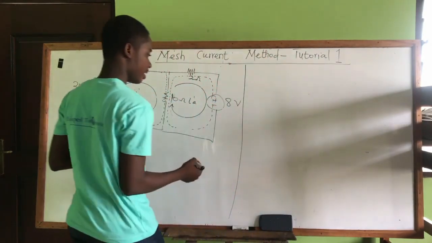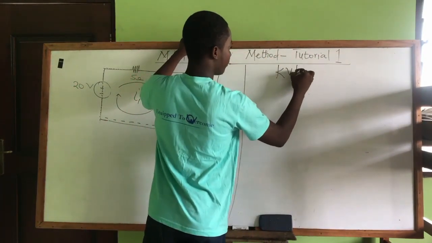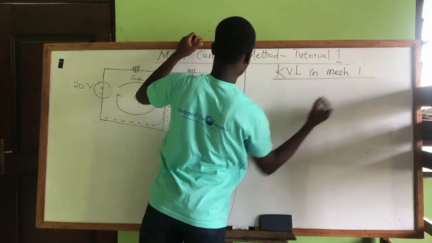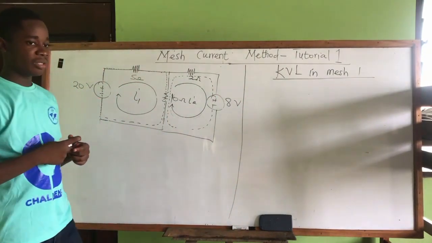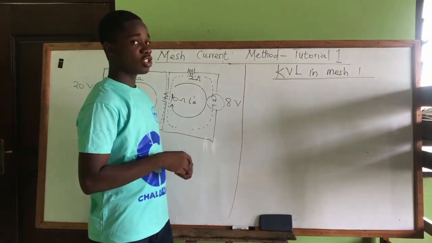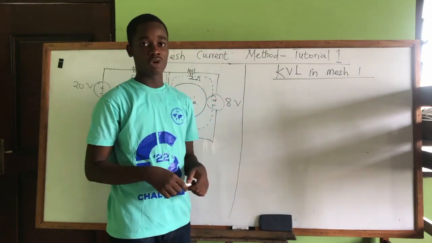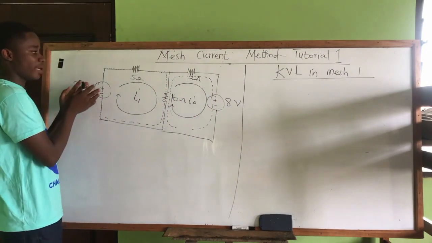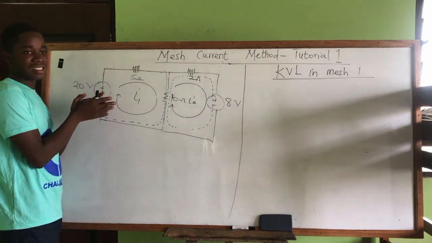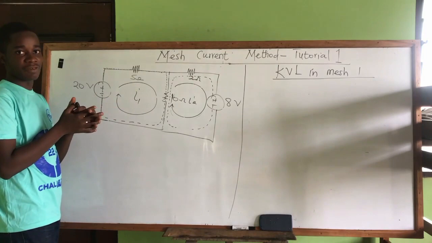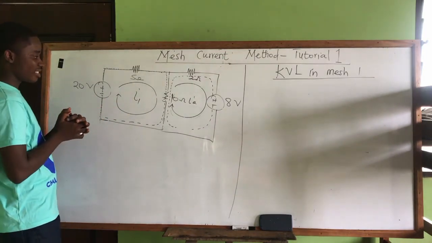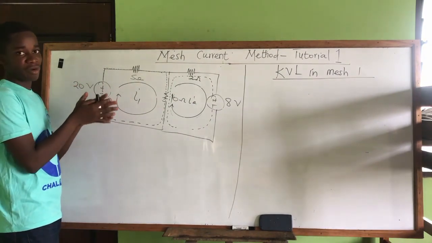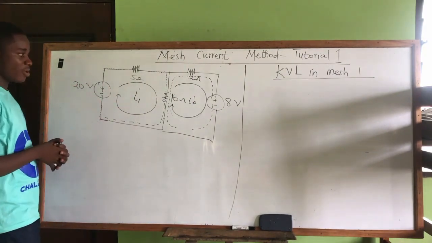So let's say KVL in mesh 1. KVL states that the algebraic sum of voltages in a closed path or in a loop is equal to 0. That is, the sum of the EMFs, that is the sources in the mesh or in the loop, is equal to what? The sum of the potential differences, the voltage drops. So let's see how we can write it.